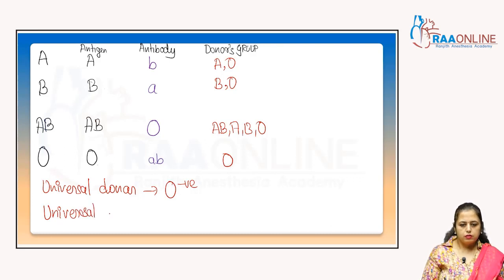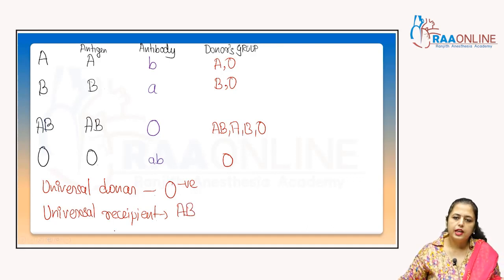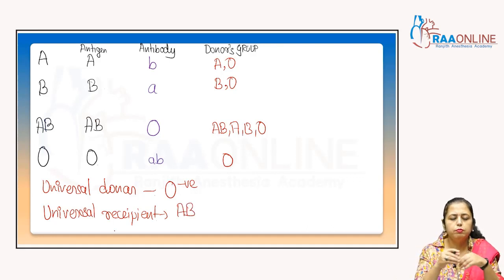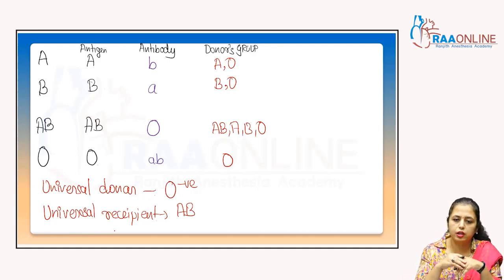Universal acceptor, or universal receiver, or universal recipient, actually, is AB. Clear? AB can receive blood from any blood group. So this is all about that.